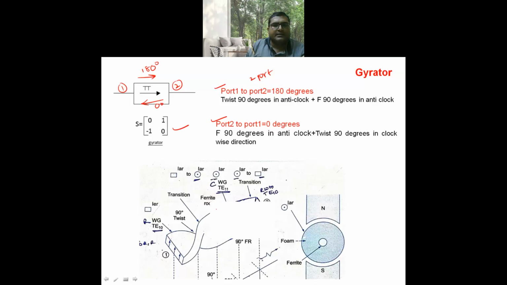Now it is the structure of gyrator. It is having some rectangular waveguide, a twisted circular waveguide is attached. It is circular waveguide, and at the end, once again, a rectangular waveguide is attached. It is a tapered ferrite rod.